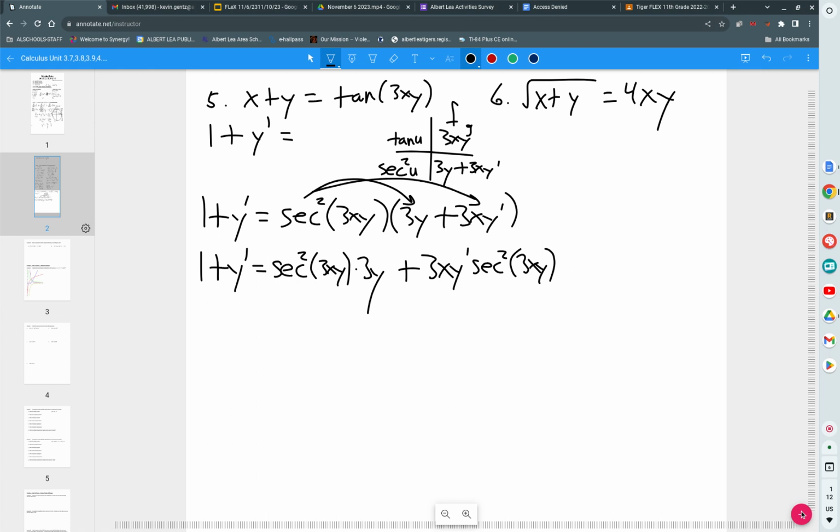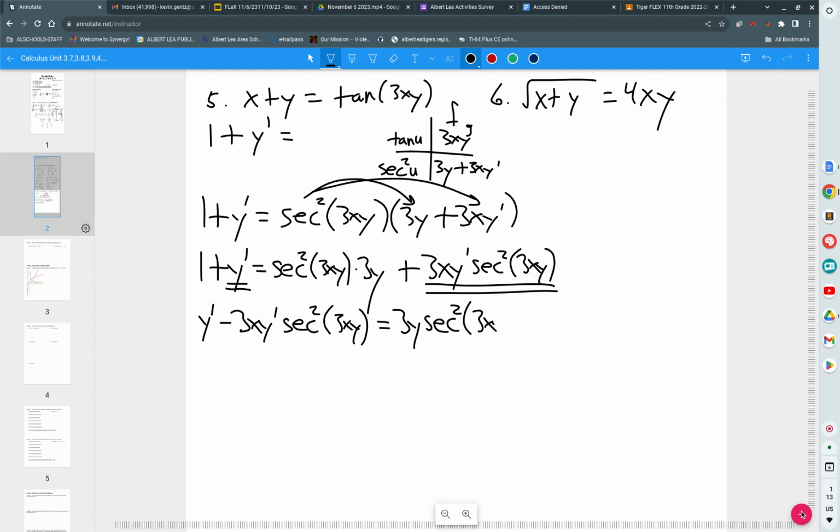Now can we gather our y primes? I have a y prime here, and I have a y prime there. So I'm going to bring that over to this side. I have a y prime minus 3xy prime times the secant squared of 3xy equals what remains on the other side. 3y secant squared of 3xy. What else? Minus 1.